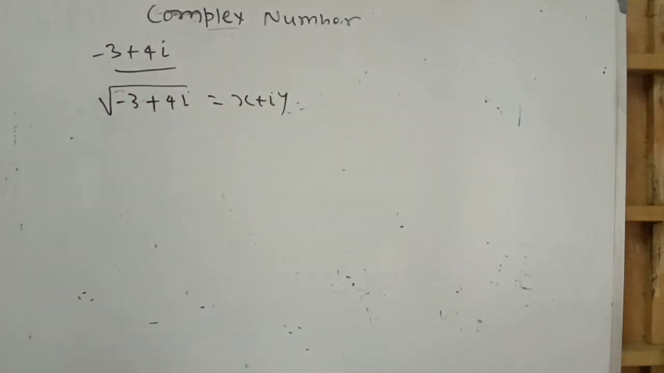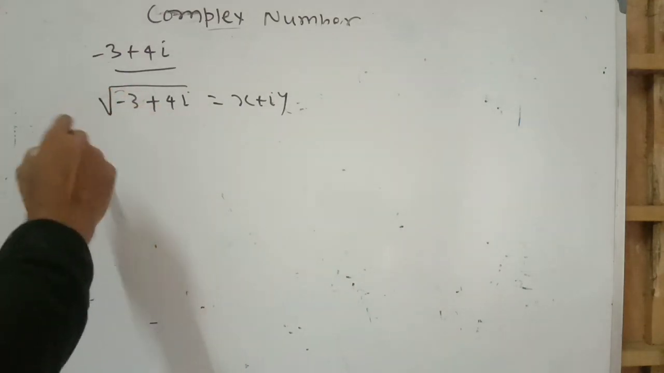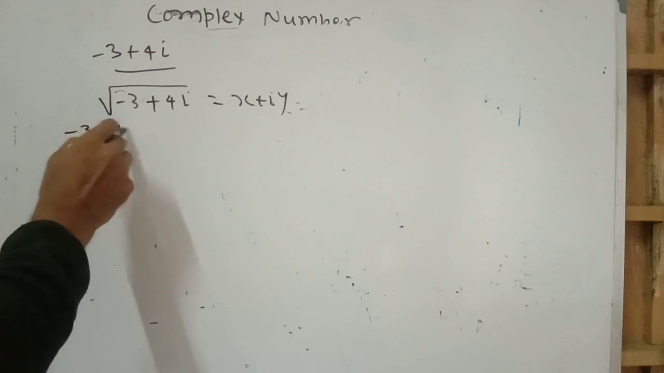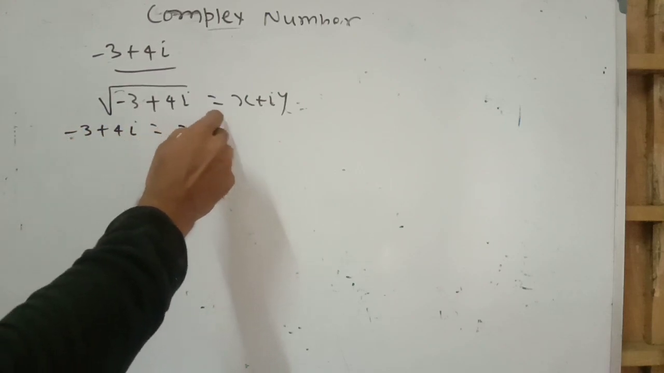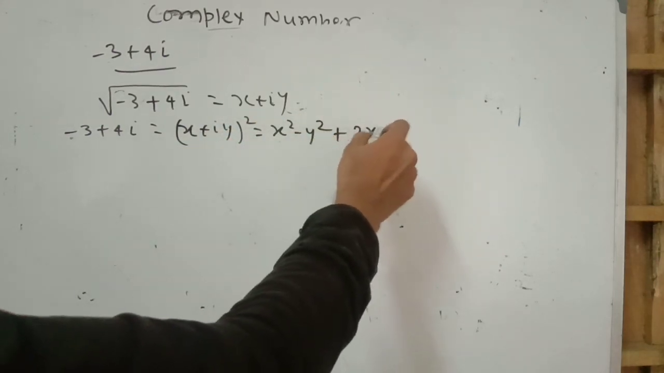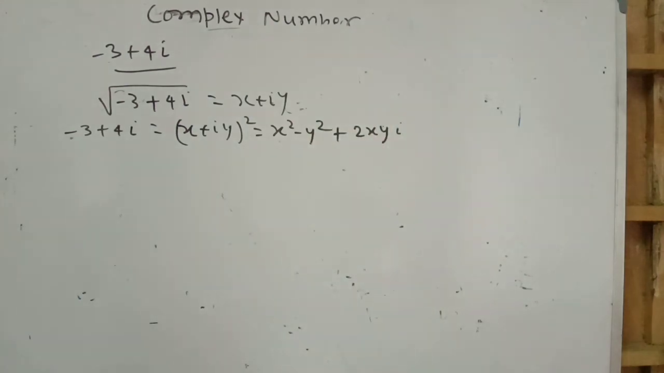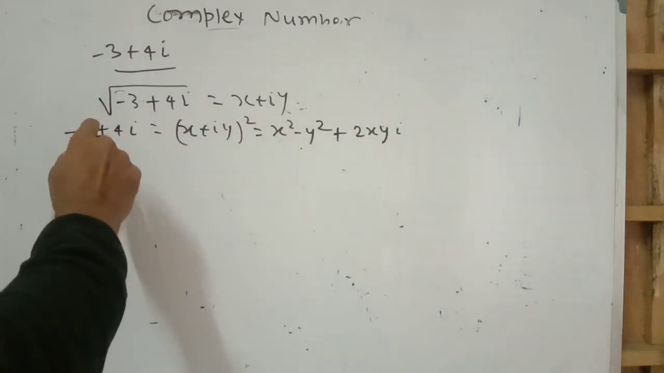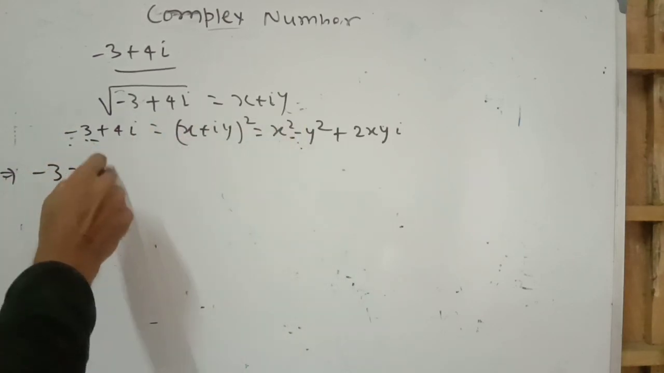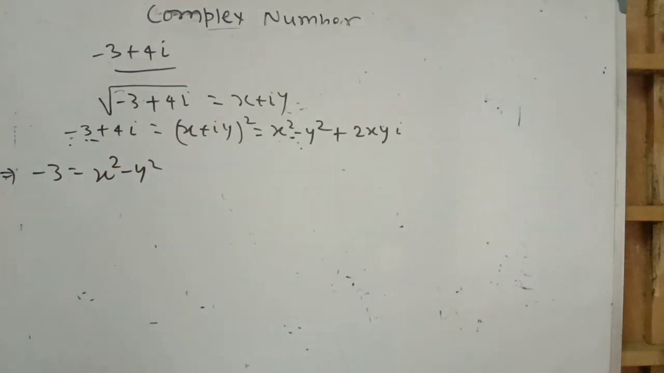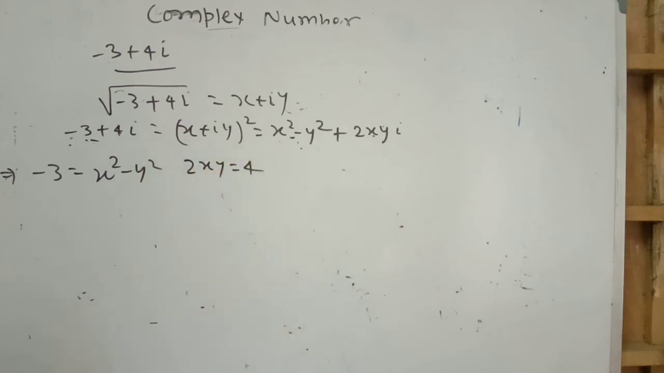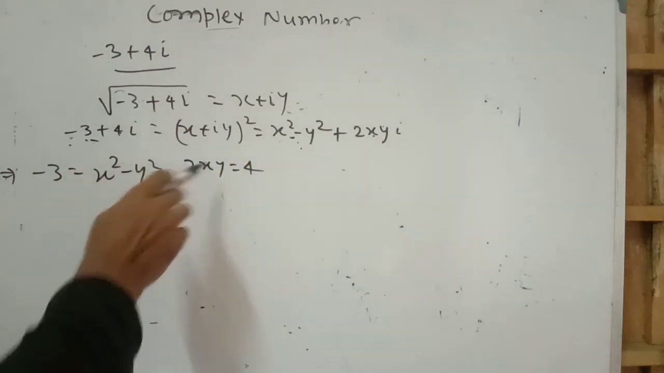Now take the square of this complex number. So minus 3 plus 4i is equal to x plus iy whole square. That means you can write x square minus y square plus 2xyi. Okay, so after that you compare the two complex numbers: the real part of this complex number is equal to the real part of the other. So x square minus y square equals minus 3. Now you can write 2xy equal to 4. Okay, so now we get two equations.